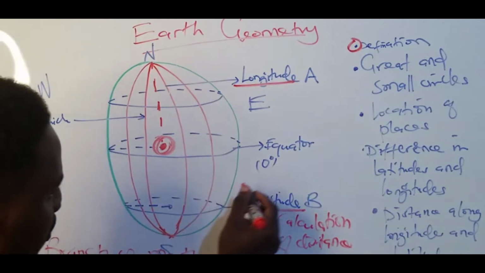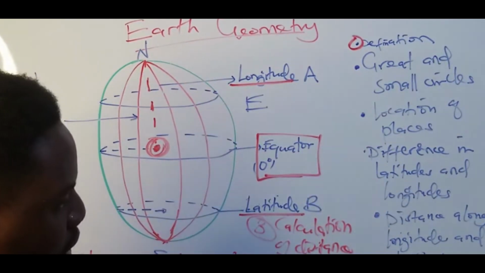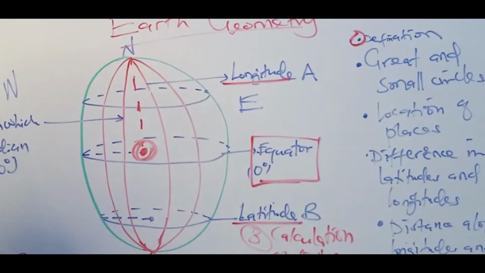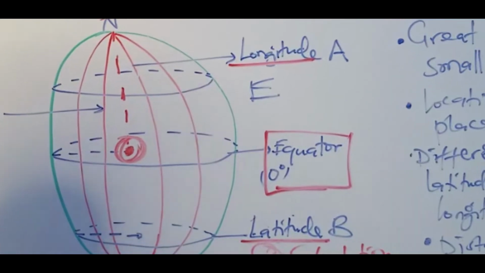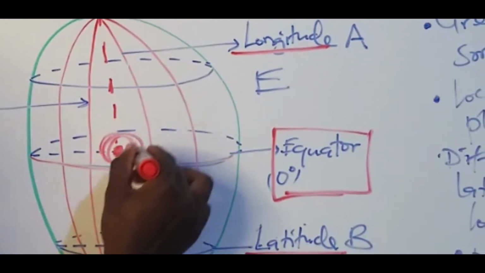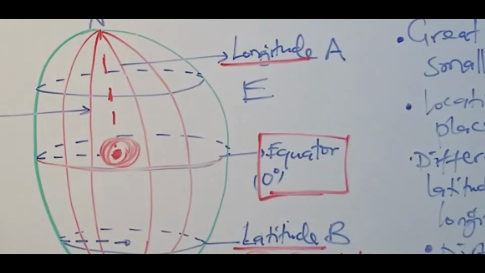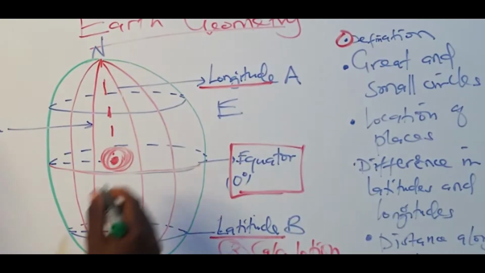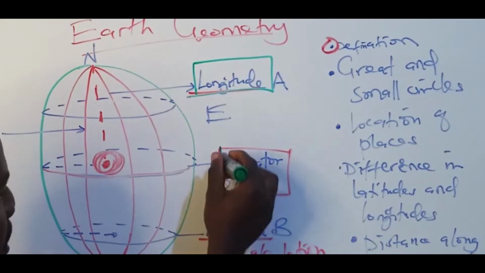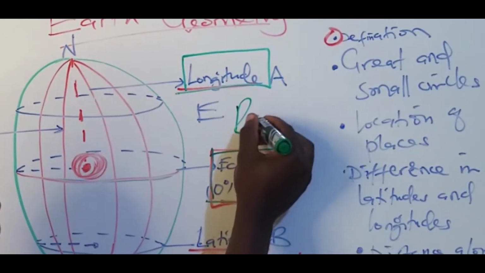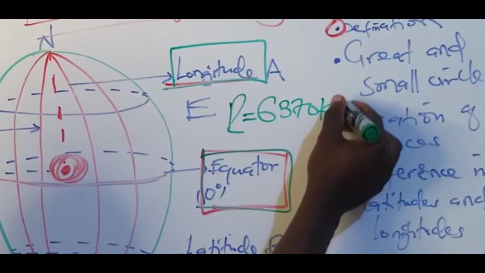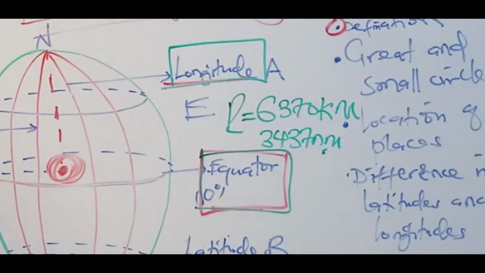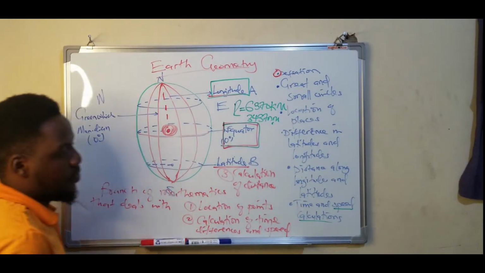The other great circle is the equator, and we should take note that the equator is the only latitude that is a great circle. You can actually see the equator here has got the center at the center of the Earth's surface. So with that said, the other thing that we need to put into consideration is that all great circles, which are all longitudes, and the equator have got the radius of 6,370 kilometers or 3,437 nautical miles. We're going to talk more about nautical miles when we come to speed calculations as well as distance calculations.